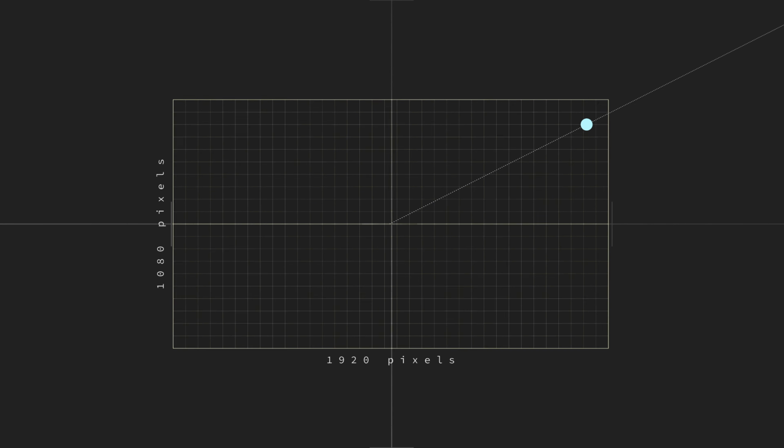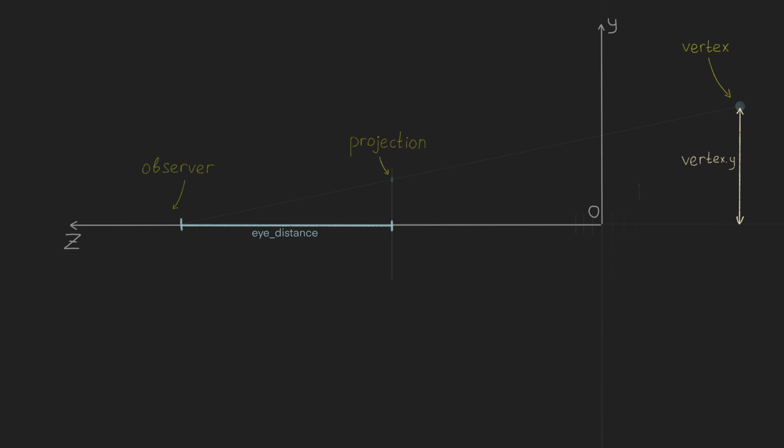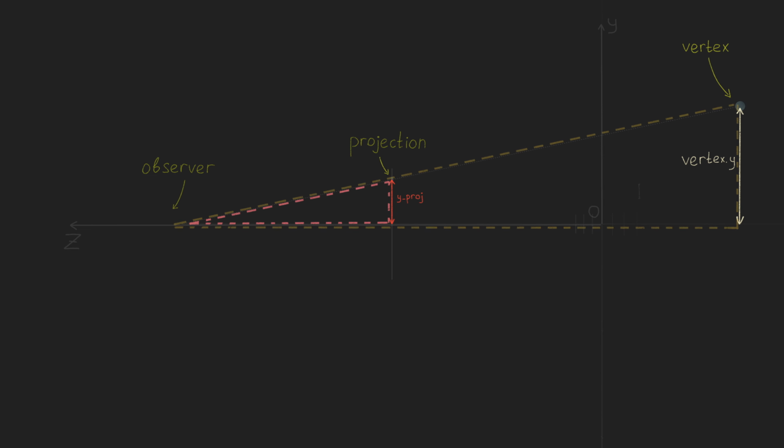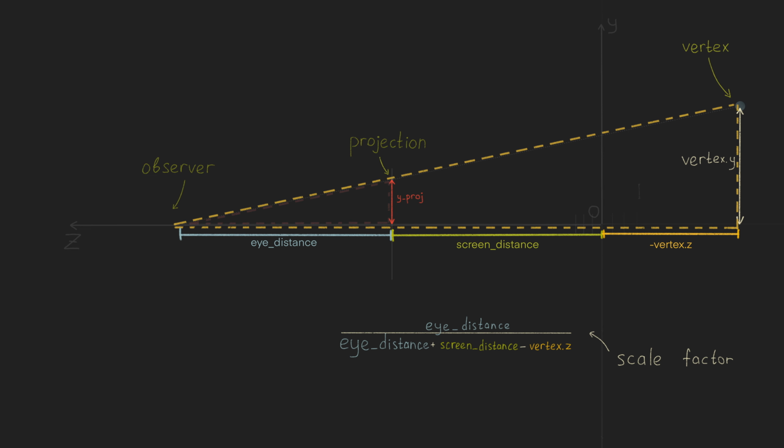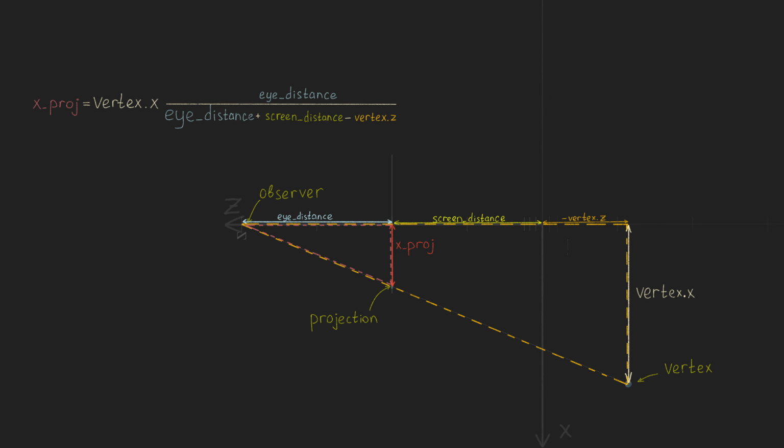How to find the projection onto the screen? Let's start with the y coordinate. We know the vertex y coordinate and all the distances in the triangle. We need to find y projection. Those two triangles are similar, and we can easily find the scale factor and y projection coordinate itself. The same for the x component. We have two similar triangles again, and all the distances and the scale factor are the same.